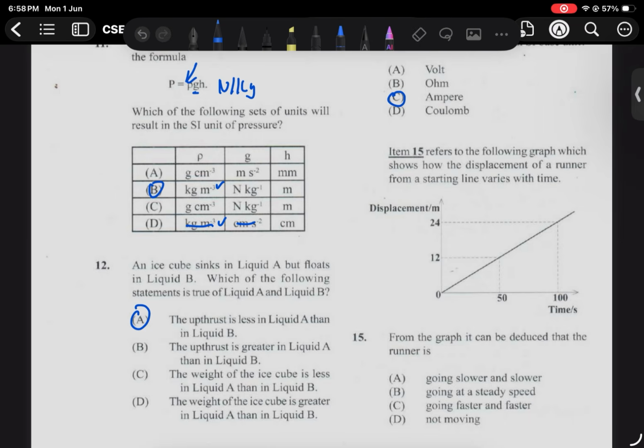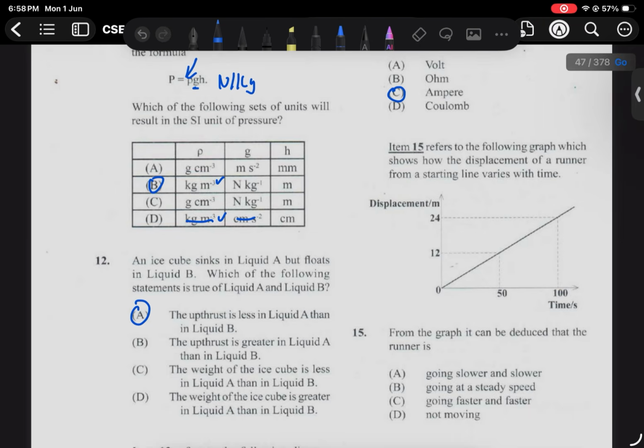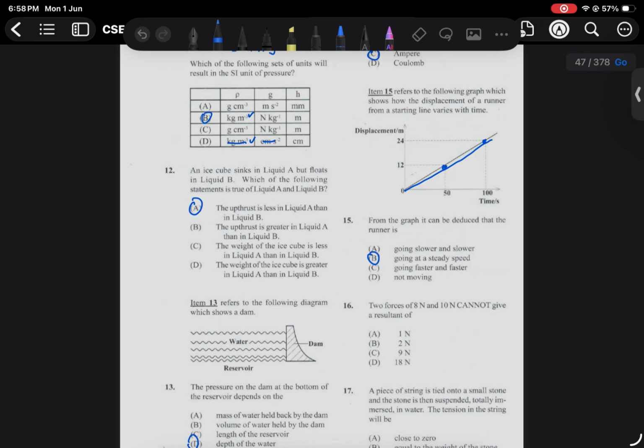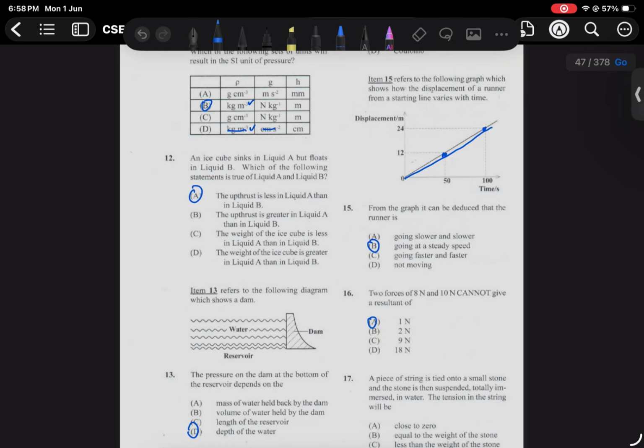Item 15 refers to the following graph which shows how the displacement of a runner from a starting line varies with time. From the graph, it can be deduced that the runner is going at a steady speed. He isn't going faster and faster because the gradient, which would be velocity, is constant. The gradient is constant at all points, so it's going at a steady speed. Two forces of 8 newtons and 10 newtons cannot give a resultant force of 1 newton.